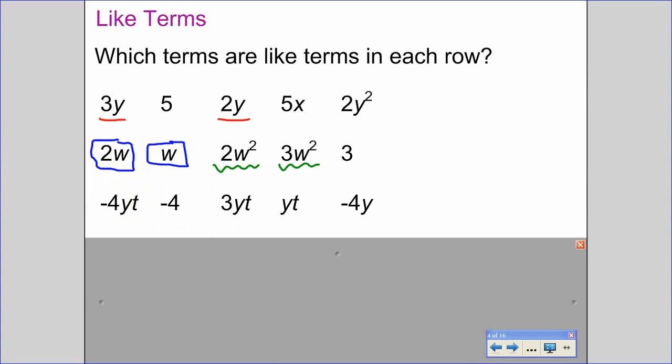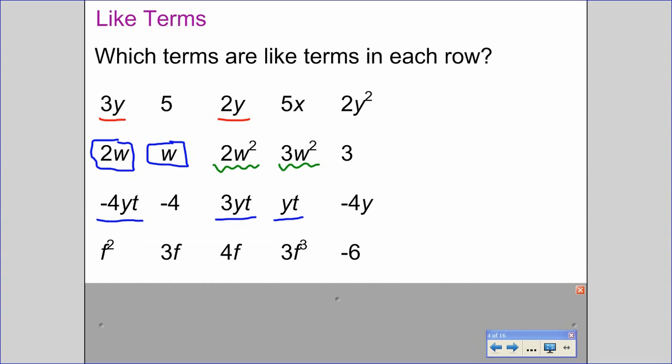This one's a little bit tricky. Negative 4yt, 3yt, and yt are all like terms. They all share that variable yt to the first power. What do you think about this one? Good. 3f and 4f, those are the like terms.